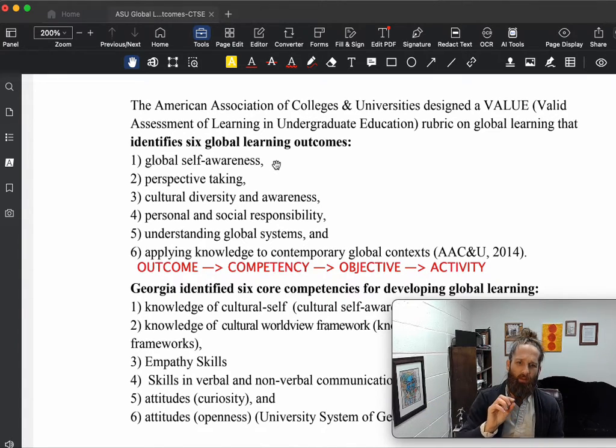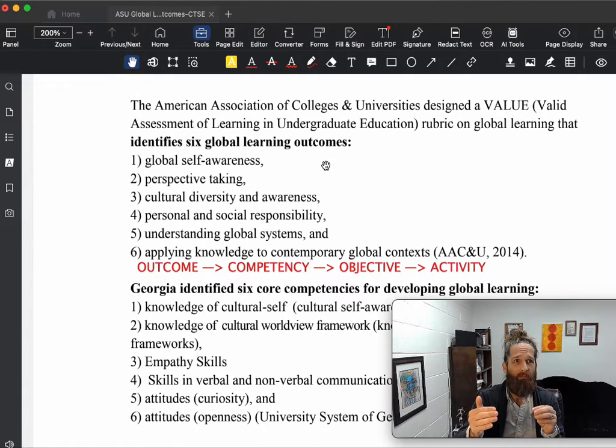And so if that was your objective, or the competency that you chose, then you would want to pick out maybe a couple of repeat activities, repeat objectives in your course that you'll revisit over the course of several weeks, where they'll be asked to do maybe a self-reflection.